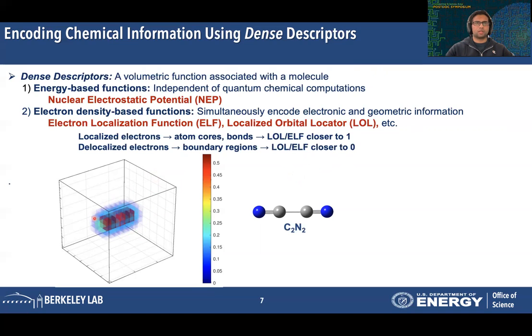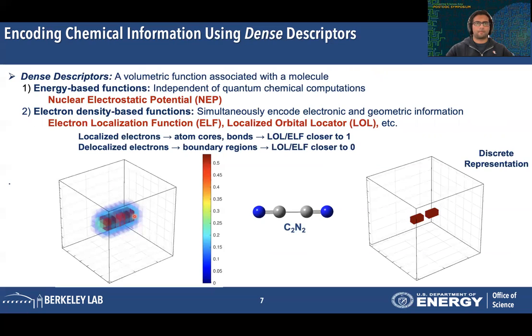And from this figure, we can get an idea of how the electron localization function partitions the molecular topology into electronically dense and diffuse regions. And for the sake of visual comparison, a discrete voxel-based representation of the same molecule is also shown here on the right. These images clearly show the difference in sparsity levels between the two representations.